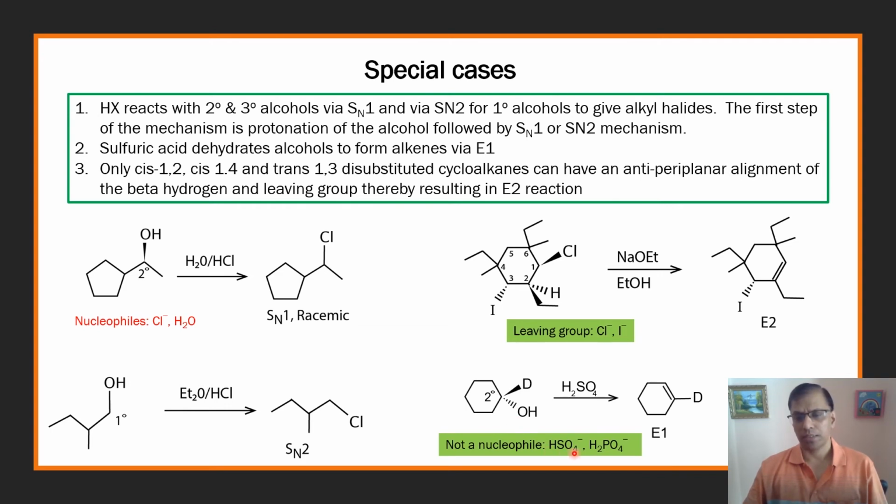Important point to remember is that HSO4 anion or phosphate anions are not nucleophiles, because the negative charge is delocalized on several oxygen atoms, and whenever you have the negative charge delocalized on several oxygen atoms, it cannot act as a nucleophile. And so the reaction proceeds via an E1 mechanism and elimination occurs rather than a substitution.